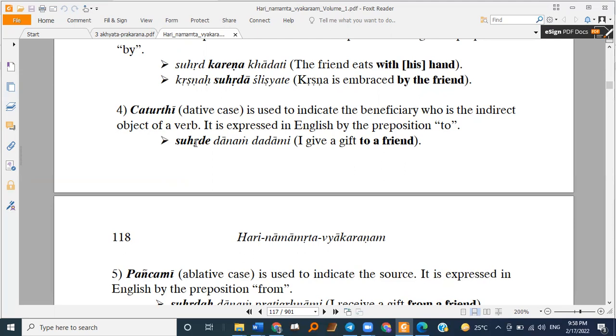Any other usage of Chaturthi in such case? Actually, we say Krishnaya namaha, right? We say Krishnaya namaha. Obeisances unto Krishna. So the activity is to offer obeisances. But who is the recipient of that activity? In that case, Krishnaya namaha. Krishna is the recipient. So he's receiving the object, or he's receiving that activity, the obeisances, basically. So that's where we use or employ the Chaturthi Vibhakti.